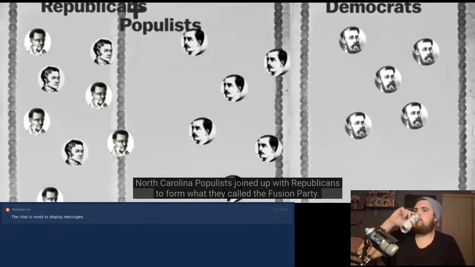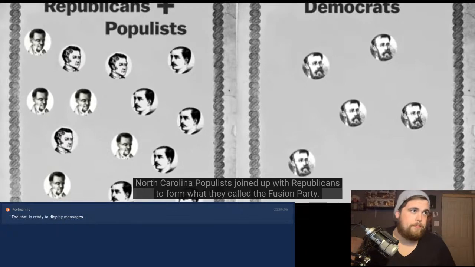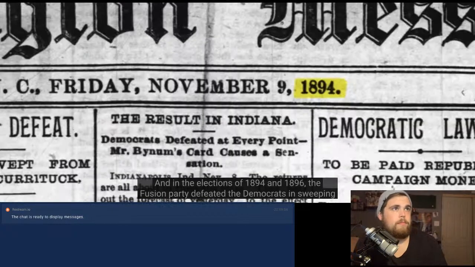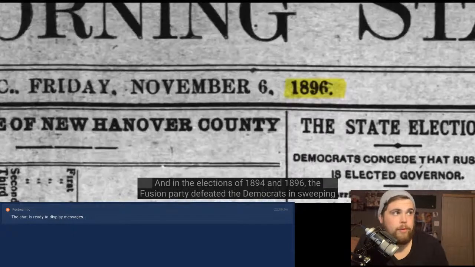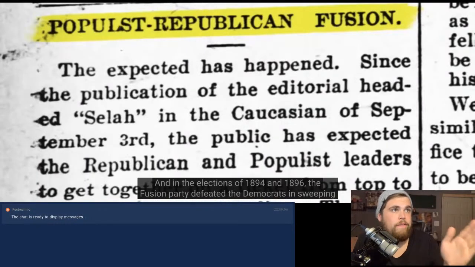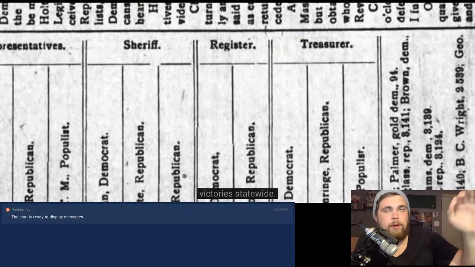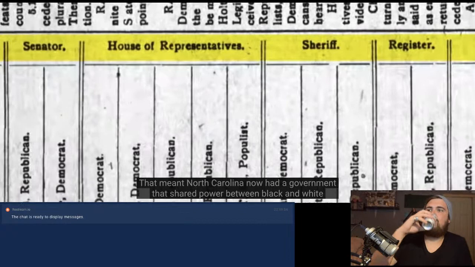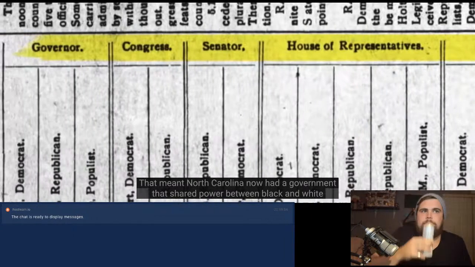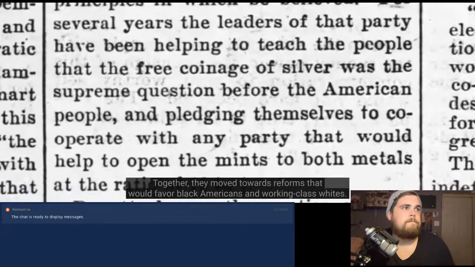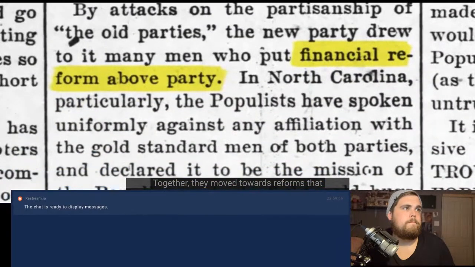Carolina populists joined up with Republicans to form what they called the Fusion Party. And in the elections of 1894 and 1896, the Fusion Party defeated the Democrats in sweeping victories statewide. That meant North Carolina now had a government that shared power between black and white politicians, including a newly elected Republican governor. Together, they moved towards reforms that would favor black Americans and working-class whites.